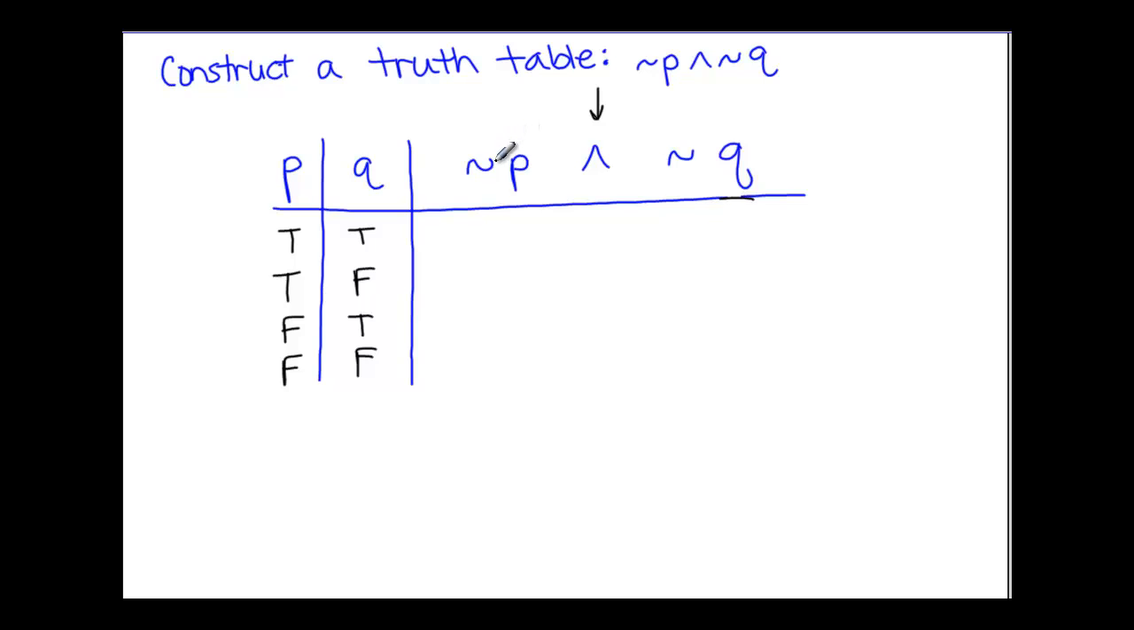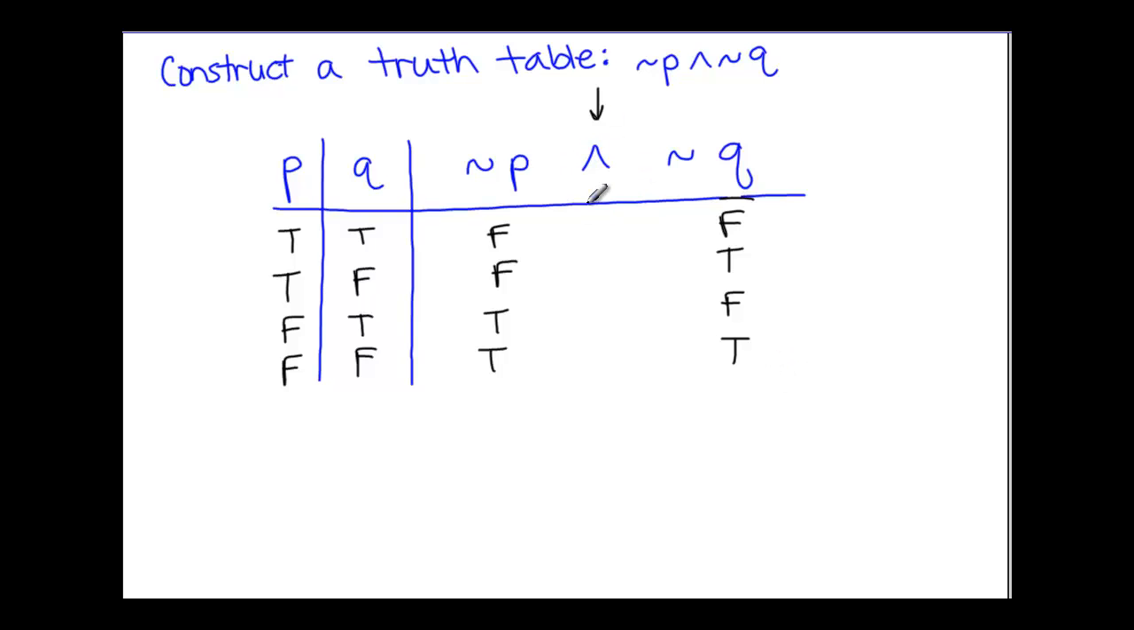Now we'll look at what then would make the truth value of the negation of P. If P is true, the negation of P would be false. Same here. If P is false, however, the negation of P would be true, and then same here. And then I'm going to fill out what the negation of Q would be. So if Q is true, false, true, false, the negation of Q would be false, true, false, true, the opposite truth value.